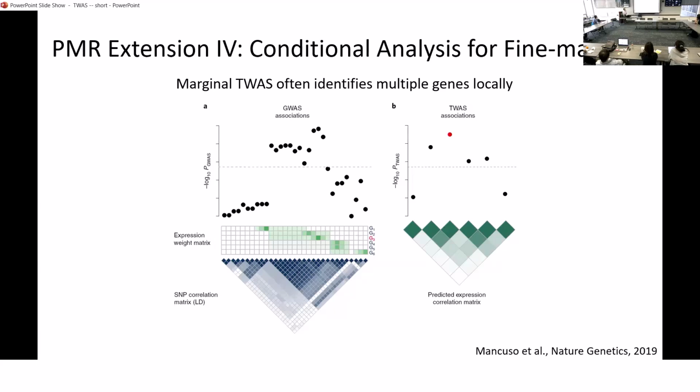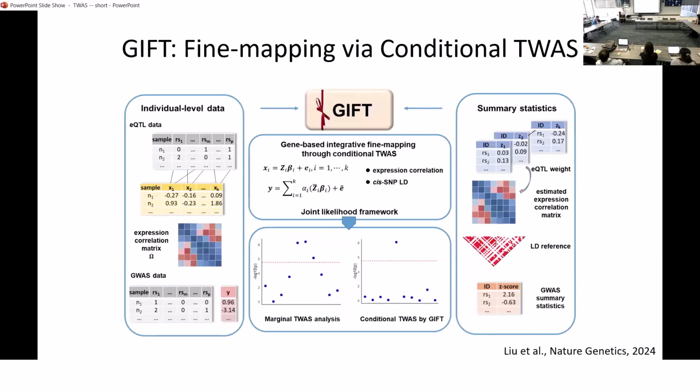On the other hand, if this is a causal gene, then controlling on everything else, you are still going to see signal. So through this conditional analysis, you would be able to identify the truly causal one in the local regions. This allows you to perform TWAS fine mapping. And so this is our GIFT method, the main idea. This method can use both individual level data or summary statistics, and it's doing this conditional analysis while we still account for the gene expression prediction uncertainty.